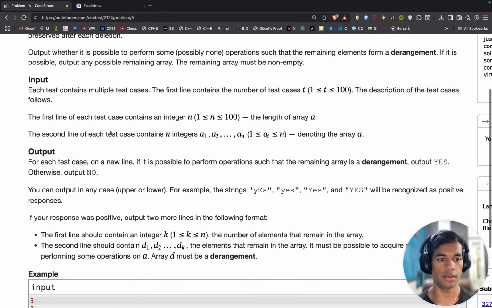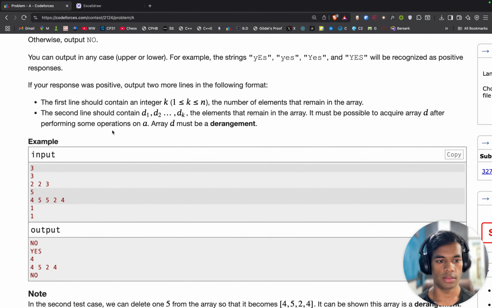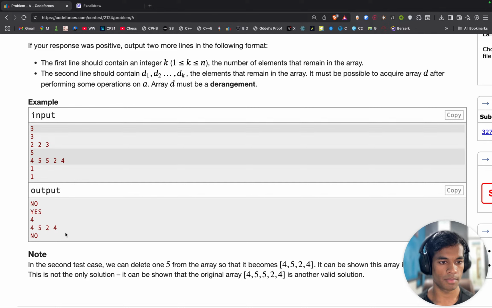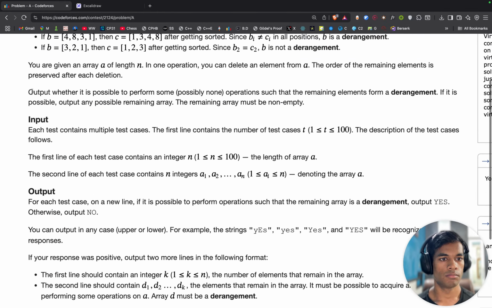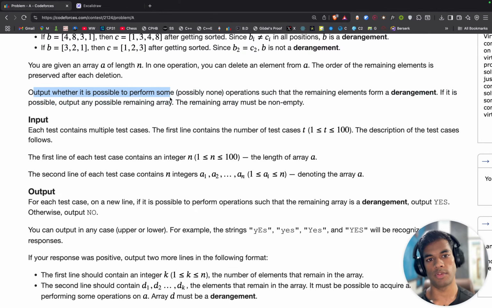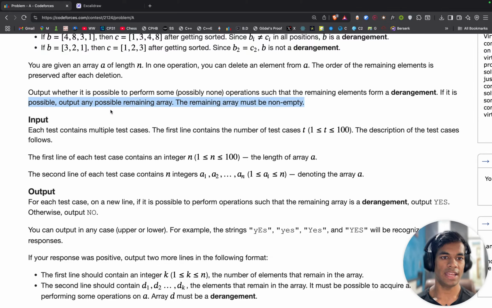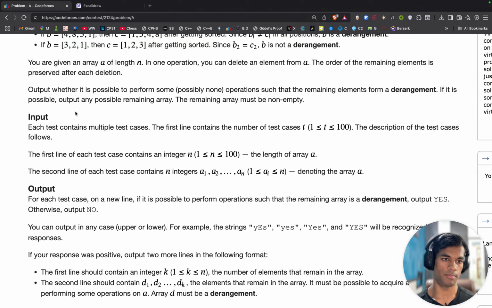And given an array, what do I have to output? I think I have to output yes or no: whether it is possible to perform some, possibly none, operations such that the remaining elements form a derangement. If it is possible, output any possible remaining array. The remaining array must be non-empty.